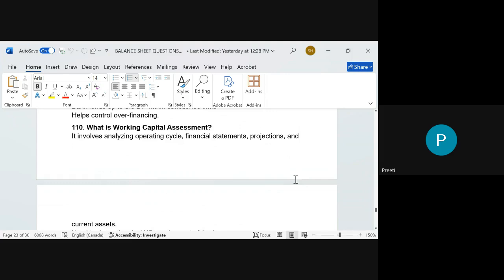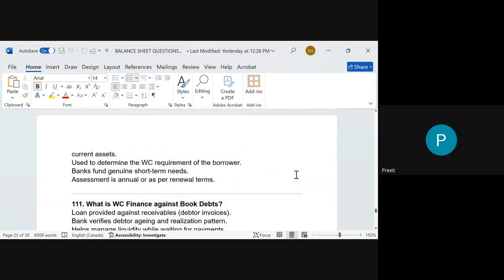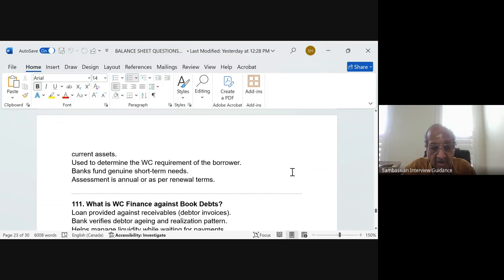What is working capital assessment? It involves analyzing operating cycle, financial statements, projections, and current assets. Used to determine the working capital requirement of the borrower. Banks fund genuine short-term needs. Assessment is annual or as per renewable terms. Very good. Next, we will go for next candidate.